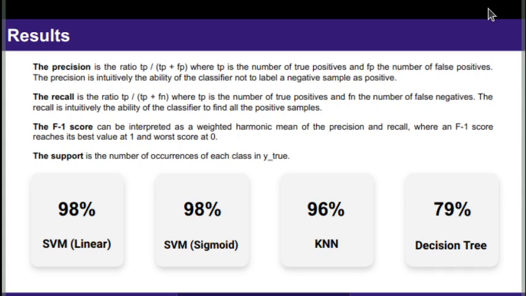And here we can see the F score of the applied approaches, where you can see linear SVM gave us the best score with 98% accuracy. With the sigmoid kernel, we have achieved the same 98% accuracy. The KNN gave us 96% accuracy, and as our dataset was small, as I previously told, the decision tree didn't perform that well, so we get 79% accuracy in that.